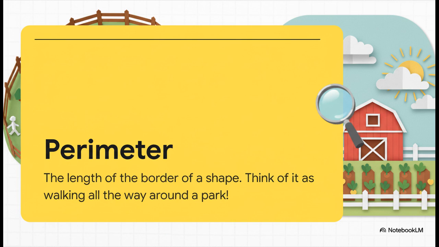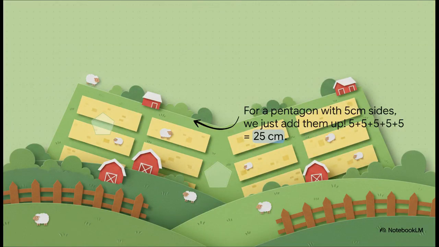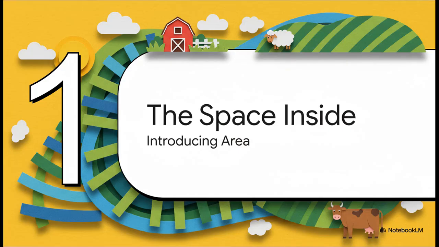Just imagine you're walking around a big park. The total distance you walk along the path to get right back to where you started, that's the perimeter. Simple, right? So for any shape at all, like this pentagon right here, if each side is 5 centimeters long, how do we find the perimeter? We just add them all up. 5 plus 5 plus 5 plus 5 plus another 5 gives us 25 centimeters. It's very simple. Excellent. I think you've all mastered the border, the perimeter.